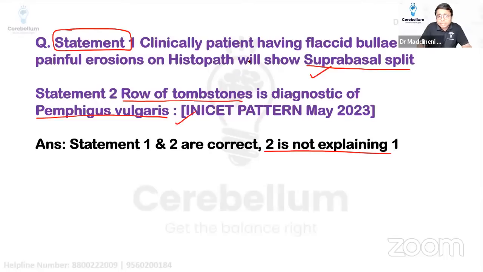If statement 1 was telling that hemidesmosomes are present in the stratum basale, which will help in connecting the stratum basale cells to the underlying dermis, then that would have been, we can say, statement 1 and 2 are correct, and reason and assertion both are explaining each other. But since it is given that clinically patient with flaccid bulla and painful erosions on histopathology will show suprabasal split, this is absolutely right. This is the thing which we can see in pemphigus vulgaris in fact. But these two statements are not related to each other. So I would say this is the answer.